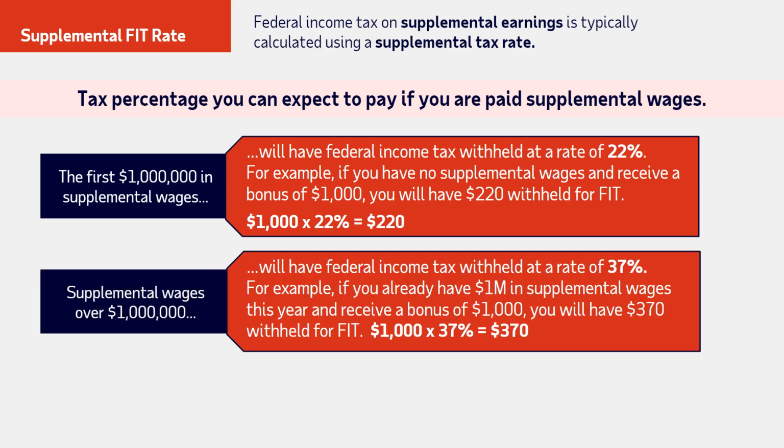Supplemental wages over $1 million will have federal income tax withheld at a rate of 37%. For example, if you already have $1 million in supplemental wages this year and receive a bonus of $1,000, you will have $370 withheld for FIT. $1,000 times 37% equals $370.